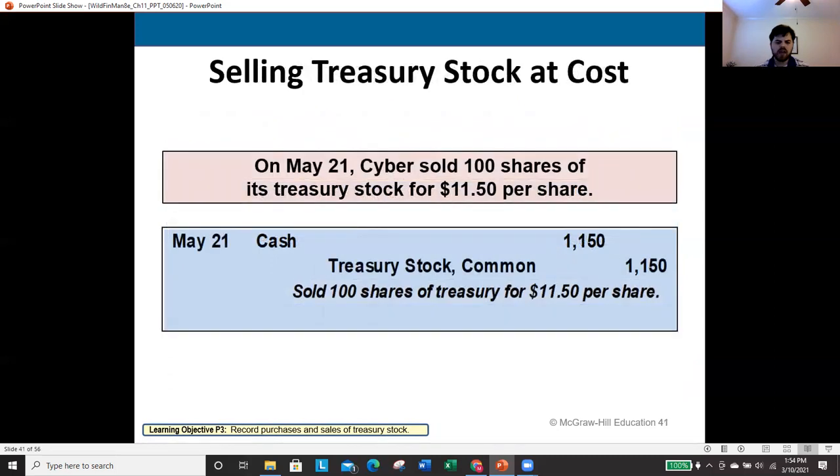Now, if I then decide I need to sell my treasury stock or reissue it, then what I do is I come in, I debit cash for the amount that I've reissued at. In this case, we're reissuing at the same price we bought. So cash is coming in for $11.50, and treasury stock common is going down by $11.50 with that credit, wiping it out.